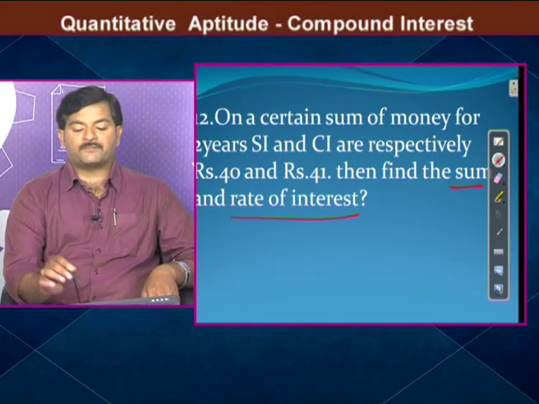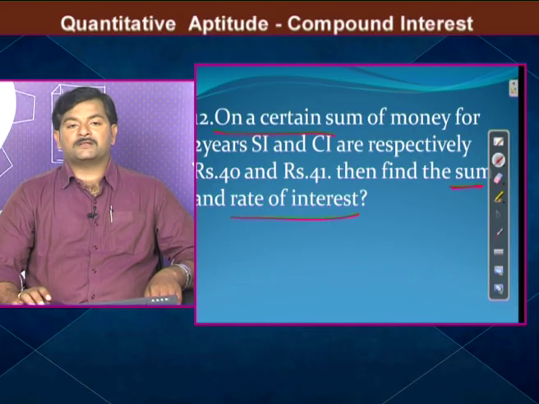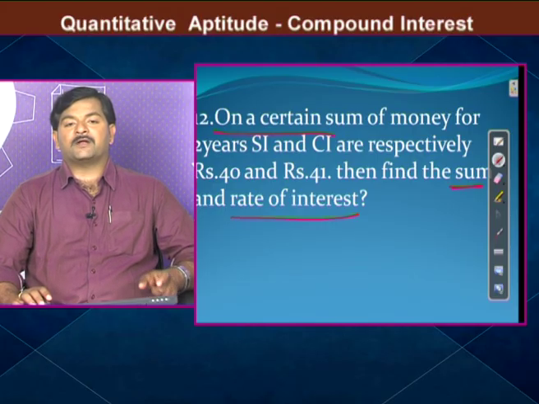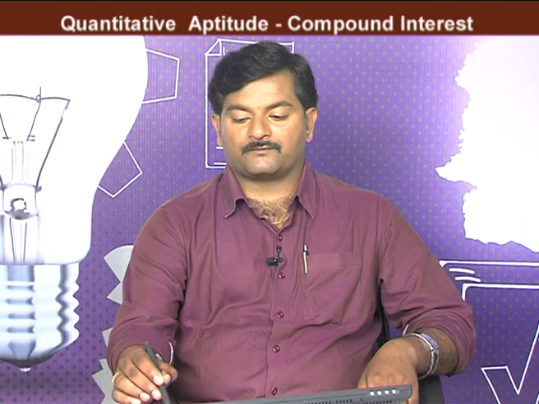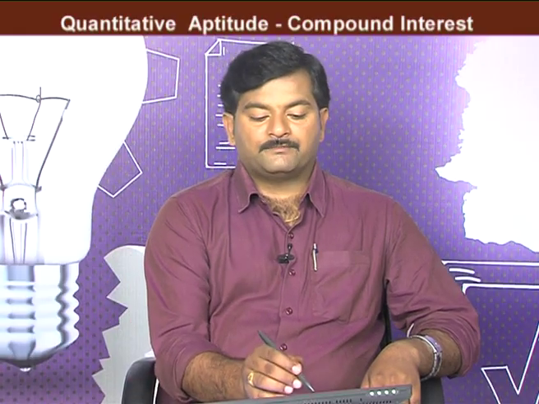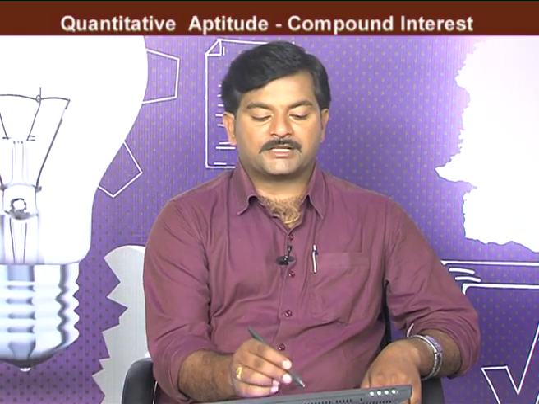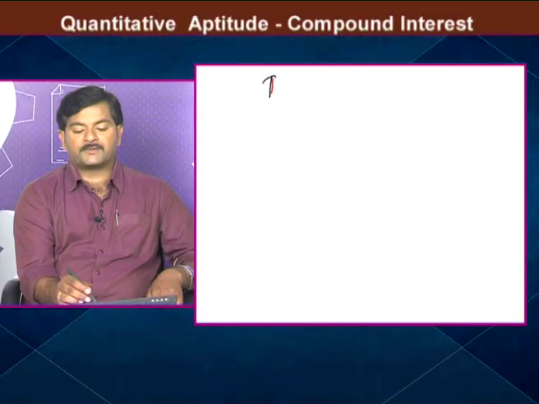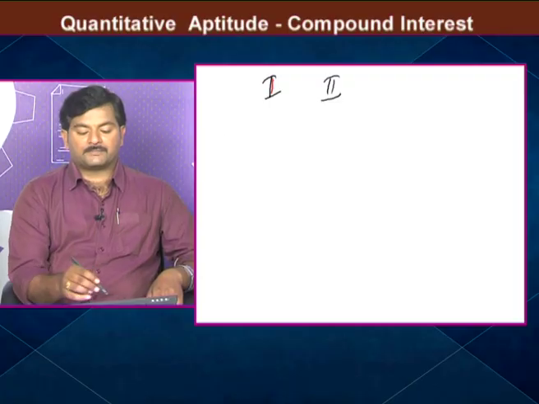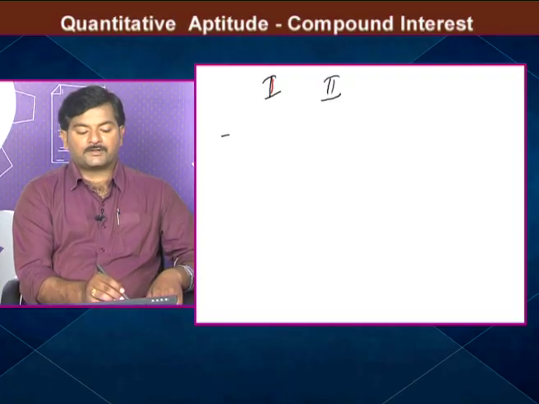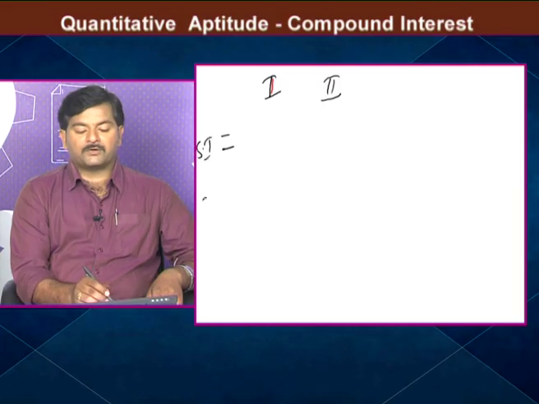On a certain sum of money, simple interest is 40, compound interest is 41. Then we are asked to find the rate of interest and the sum. Now we'll start the solution. This is a logical question. Since it is a case of 2 years, there is a first year and a second year. For the first year we'll talk about simple interest, and for the second year compound interest.